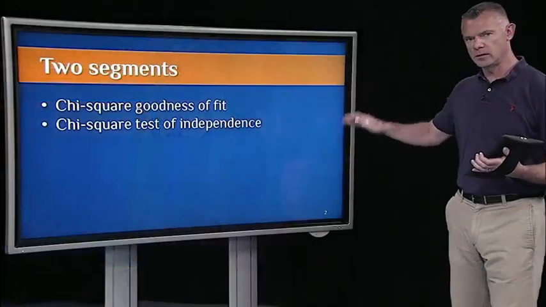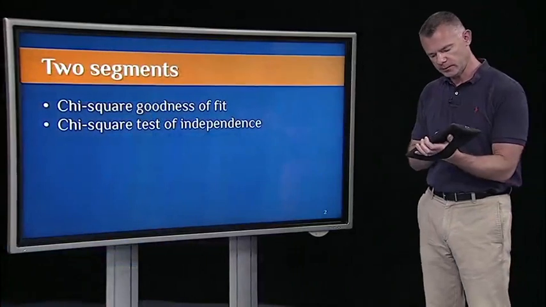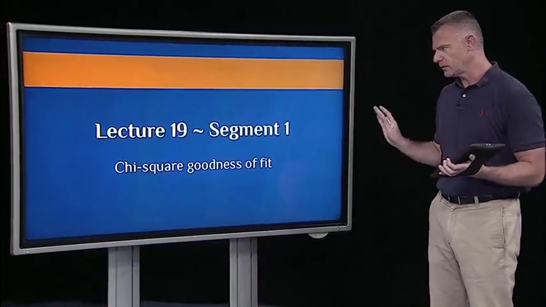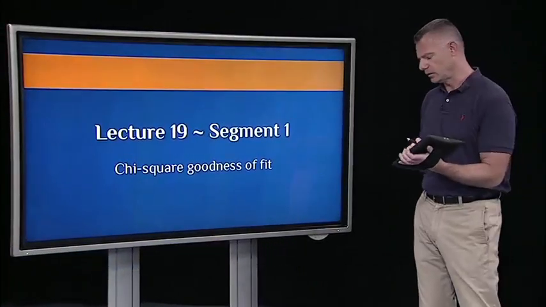In the first segment, we'll cover the chi-square goodness of fit test, and in the second segment, we'll cover chi-square's test of independence. So this lecture is divided in just those two segments. In the first segment, we'll talk about the chi-square goodness of fit.